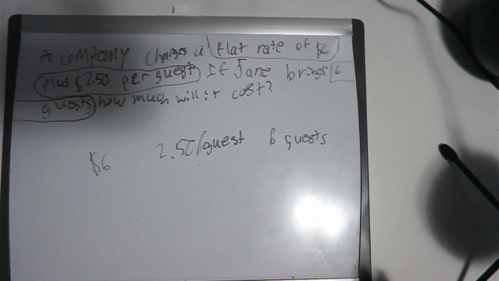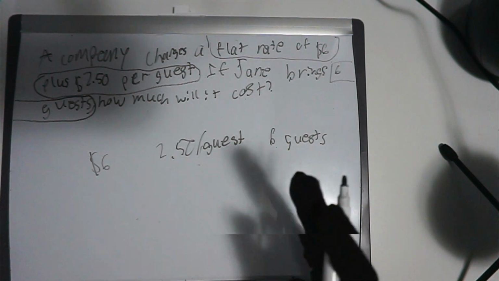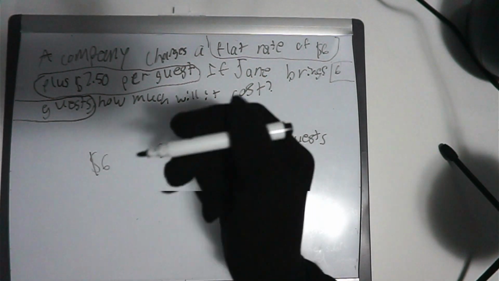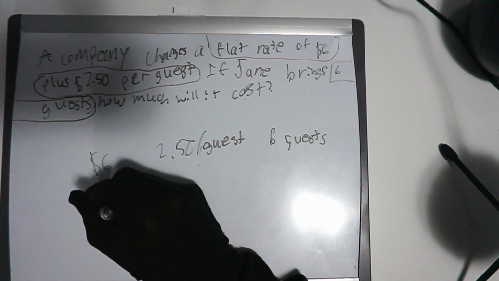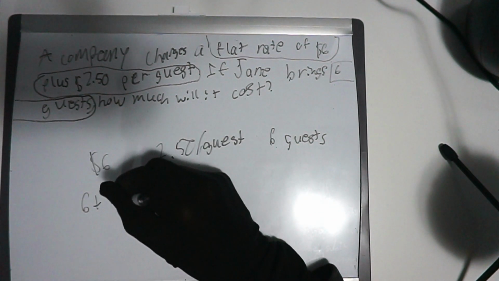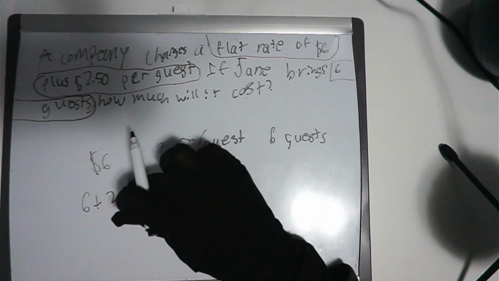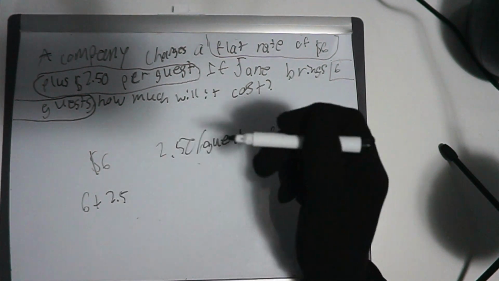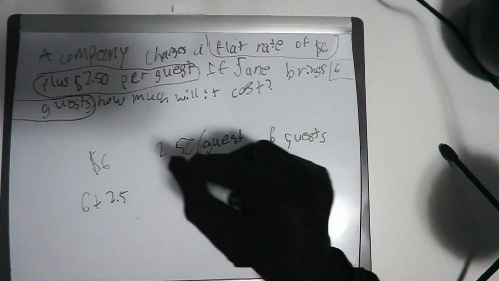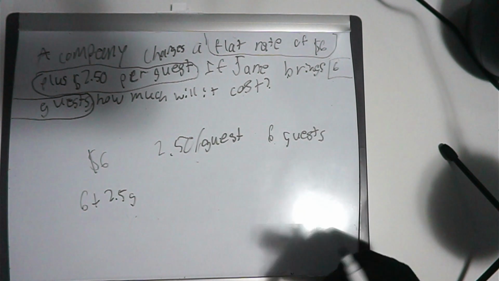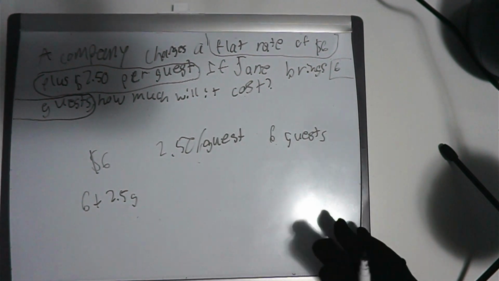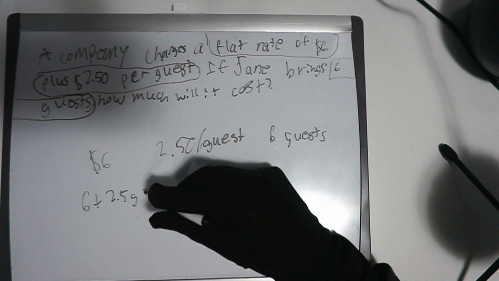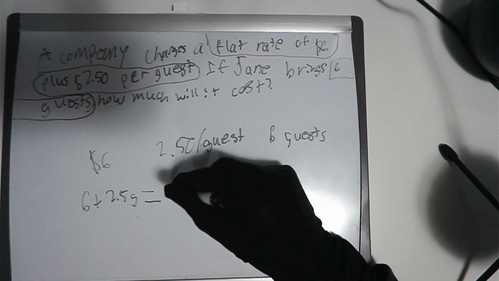So if we're trying to split this up between company and Jane, what would happen would be 6 plus 2.50g. You can just write 2.5. And I'm going to write g for guests. So that can be any variable, it's just a letter. So 6 plus 2.5g equals 6.